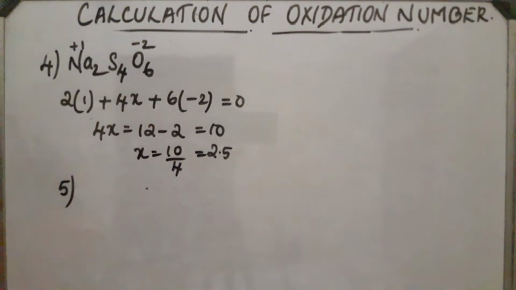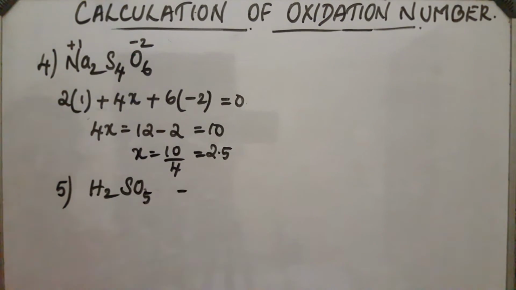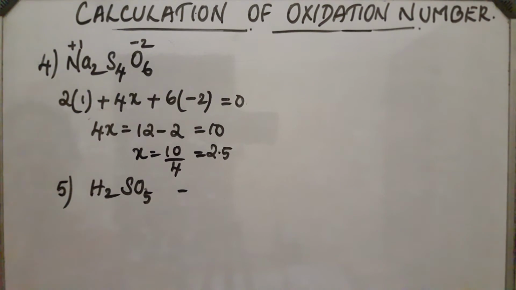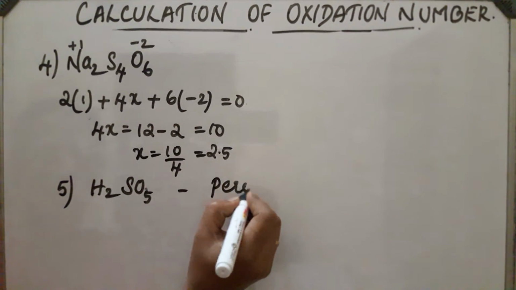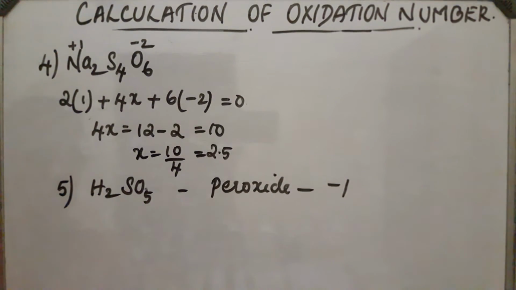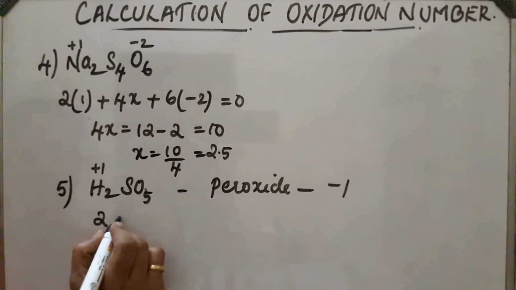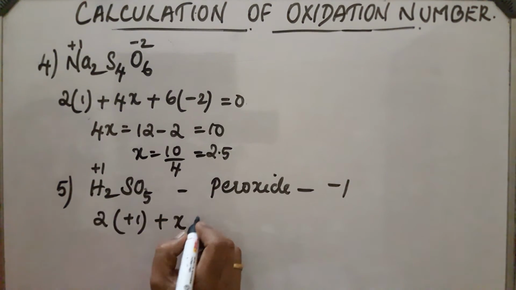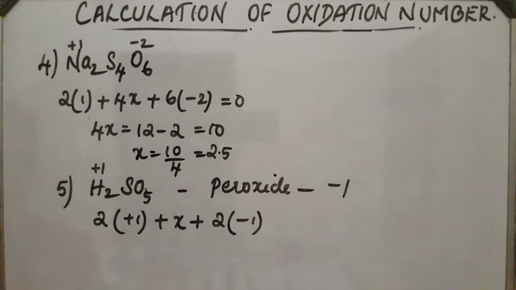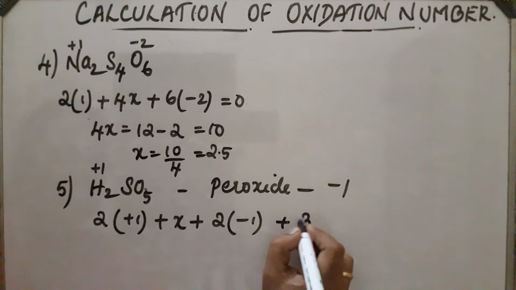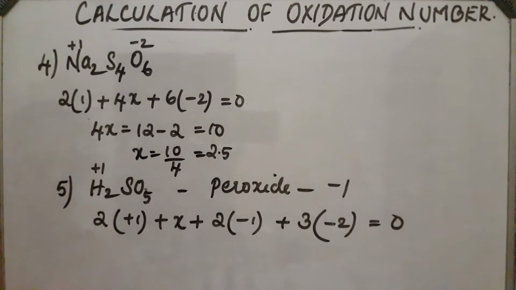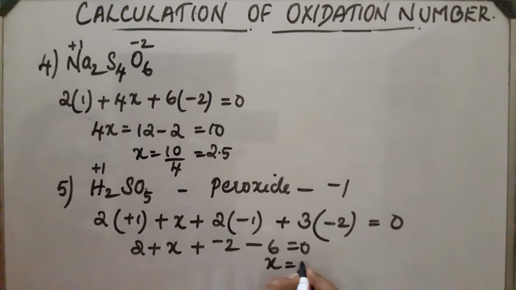Next, the fifth one, H2SO5. Here 5 oxygen atoms are present, and a peroxide linkage is there in the case of H2SO5. In the case of peroxide, the oxidation state is -1. So 2 oxygen atoms have -1 oxidation state and the other 3 have -2 oxidation state. So we have to find the oxidation state of sulfur. So 2 into +1 plus sulfur x plus 2 into -1, as 2 oxygens are used for the peroxide linkage, plus 3 into -2 equals 0. So x is equal to +6. So the oxidation state is +6.